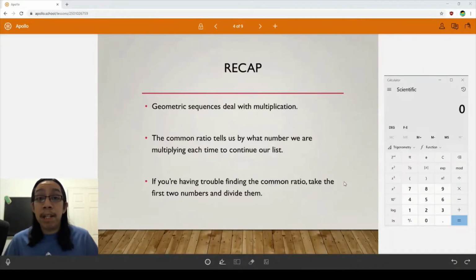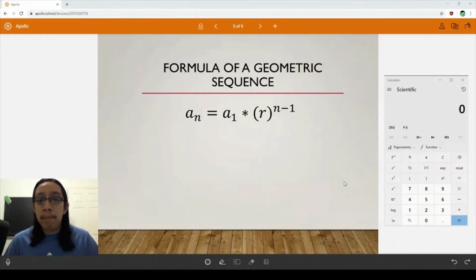And then the biggest thing that we learned is that if you're having trouble finding that common ratio, what you could always do is take the first two numbers of your sequence, divide them, and whatever the result is, that's going to be your common ratio. So let's look at what the actual formula looks like for a geometric sequence. Notice that it is similar to the formula that we saw for arithmetic sequences, but there's just one key difference.